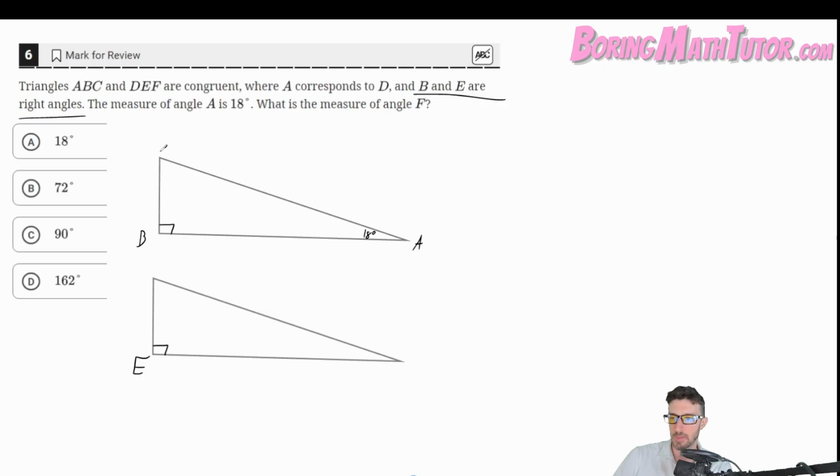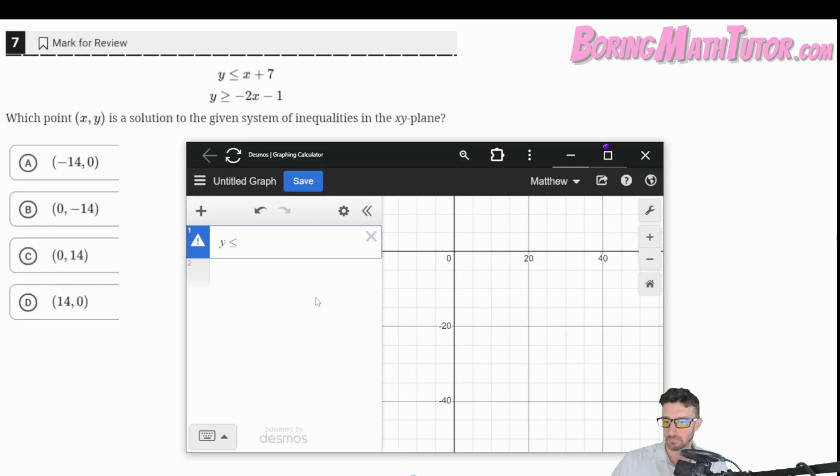So that would go ABC, and the other one is DEF, so D goes here, F goes there. Now they're asking me for the measure of angle F. Well, angle F is right here. It's going to be the same thing as the measure of angle C. And I can easily tell you that the measure of angle C is just going to be 90 minus the 18, and that's going to be 72, and we're done.